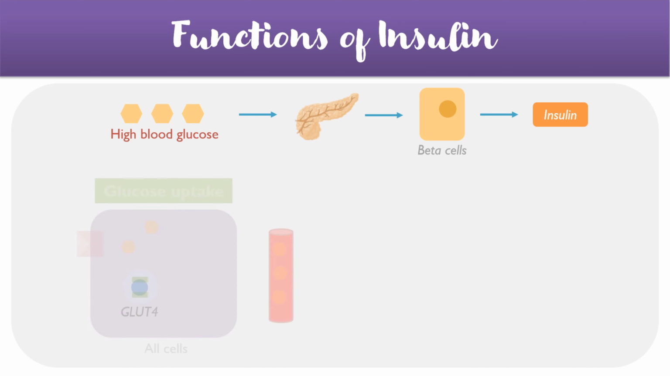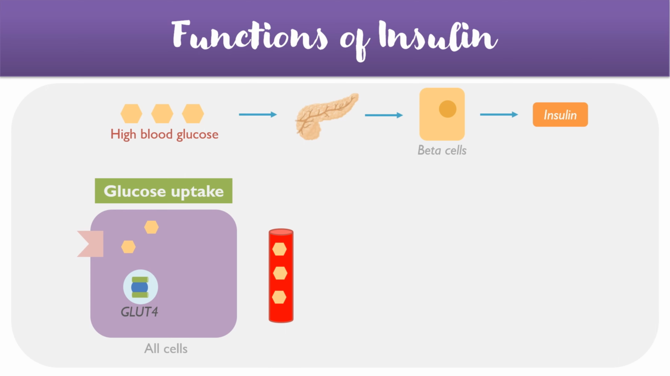The first involves increasing glucose uptake. And what happens here is that insulin binds to its receptor, and this triggers a transporter called GLUT4 to fuse with the cell surface membrane. And glucose is able to enter the cell via this transporter system.